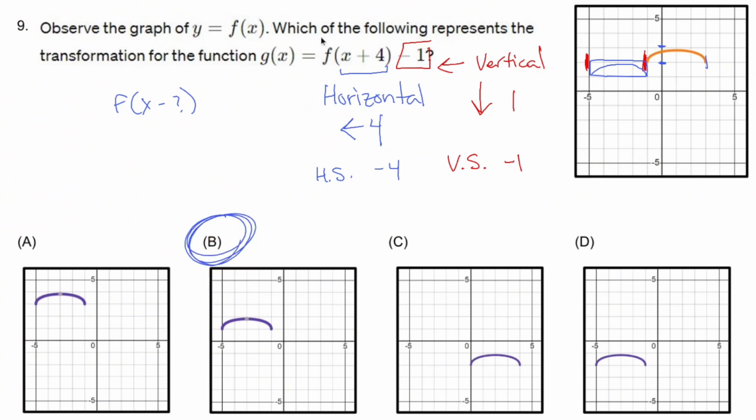Okay, if you see numbers multiplied to f of x, that has to do with shrink and compression and all that stuff, or dilation. Numbers multiplied to x kind of change stuff like that too, but we're not dealing with any of that. We're just dealing with horizontal shift and vertical shift.